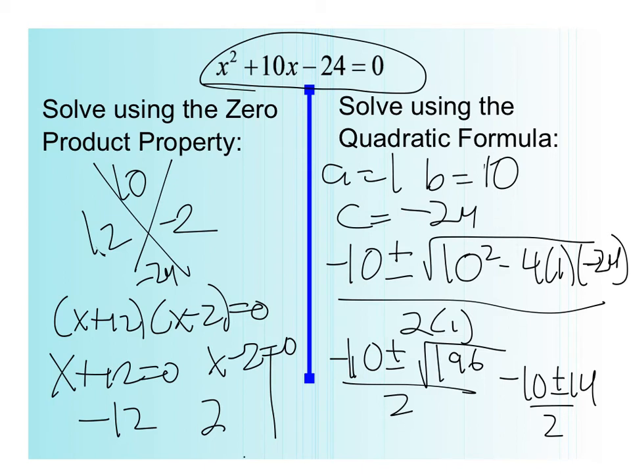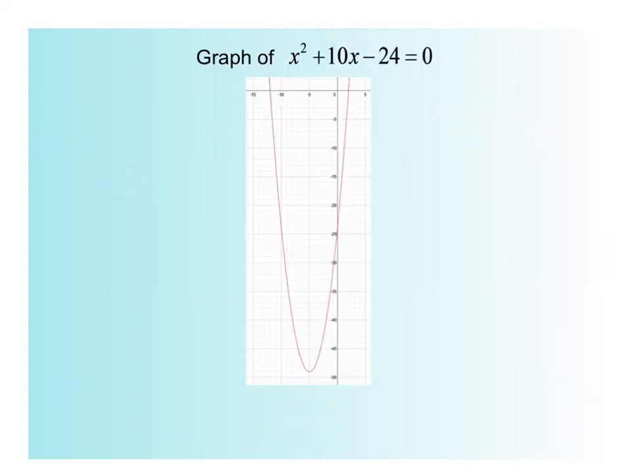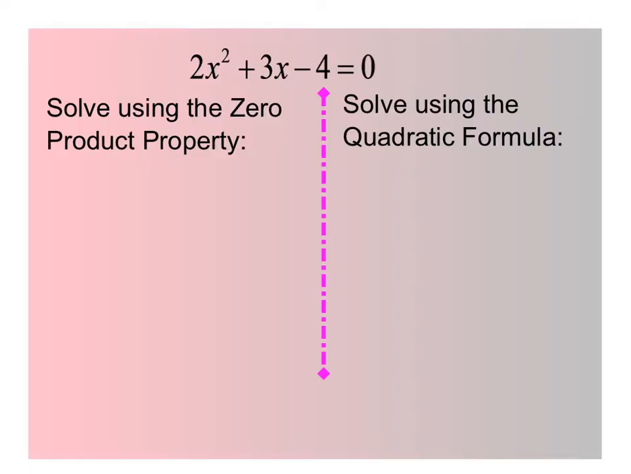So negative 10 plus 14 is going to be 4, divided by 2 is going to give me positive 2. Negative 10 minus 14 is negative 24, divided by 2 is negative 12. So my answers match up there. So when I look at the graph, boom, positive 2, negative 12.